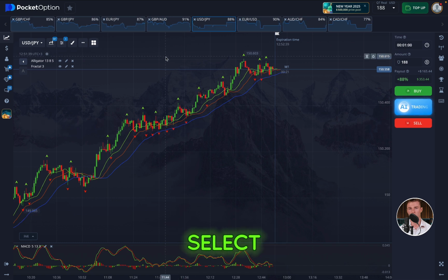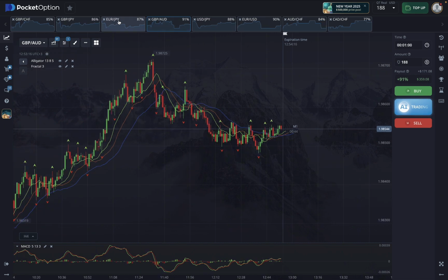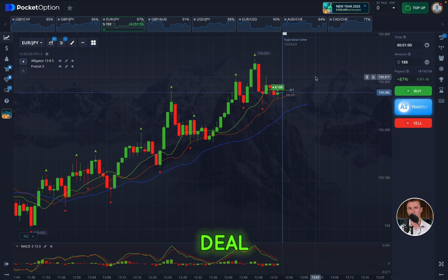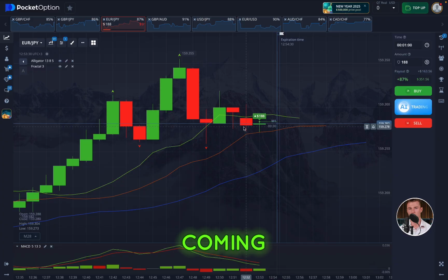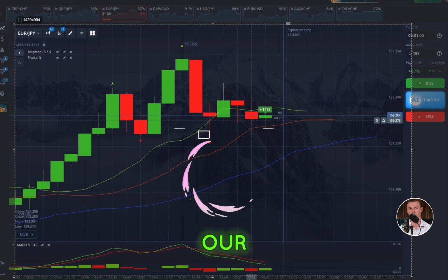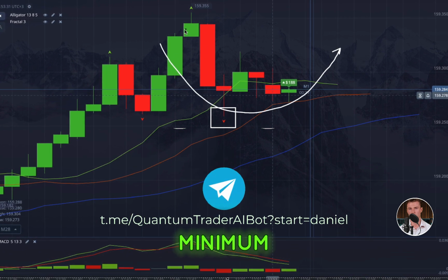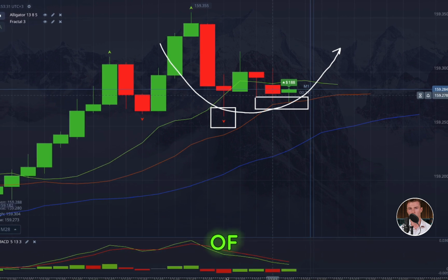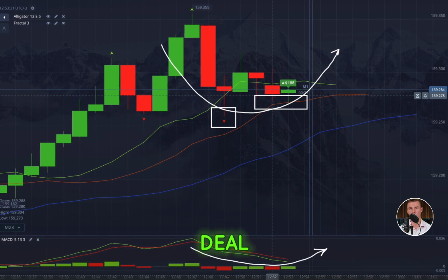Let's continue and select the next entry point. This is where we will open a deal for a raise. The entry point was not long in coming, and it is here that you and I catch the touch of our alligator moving average. Earlier, the structural local minimum was updated, and after such a dynamic movement, we open a deal to increase.